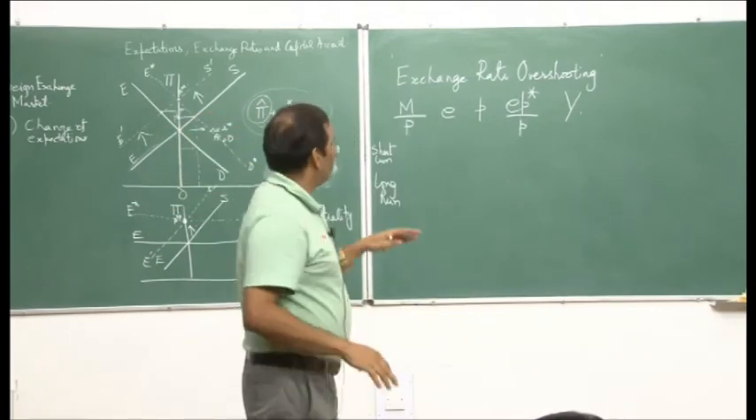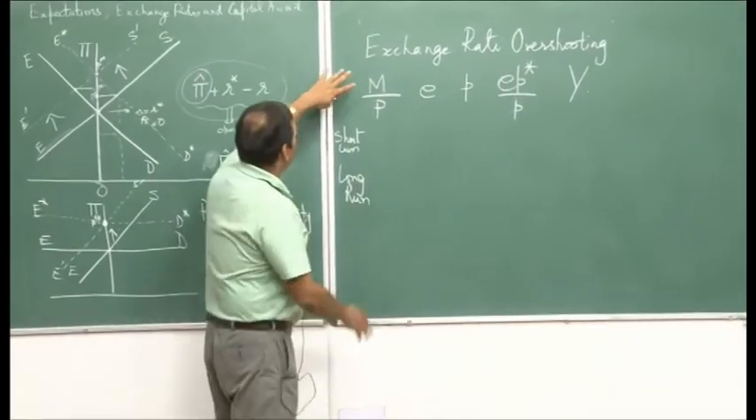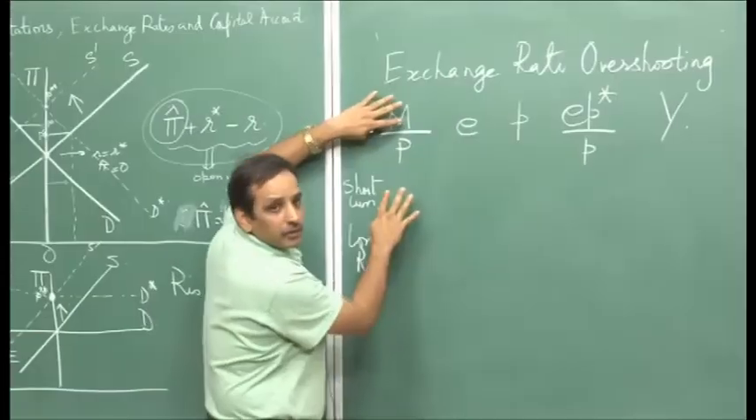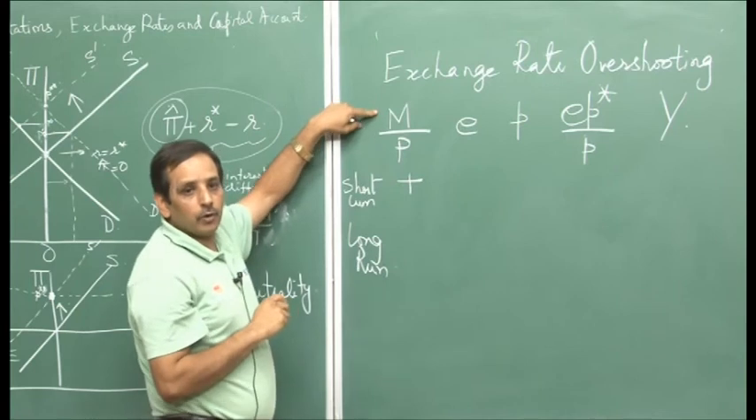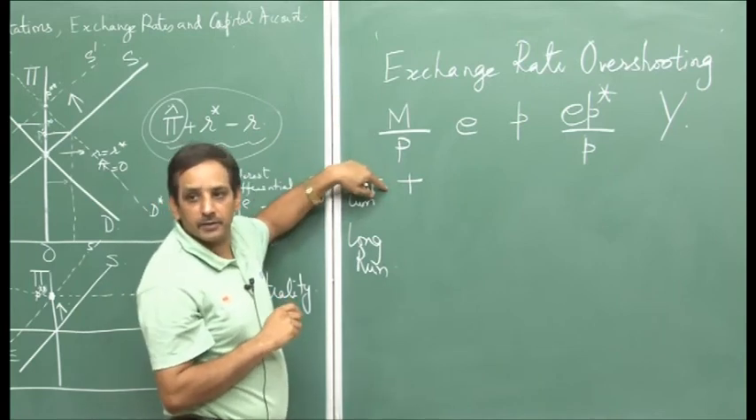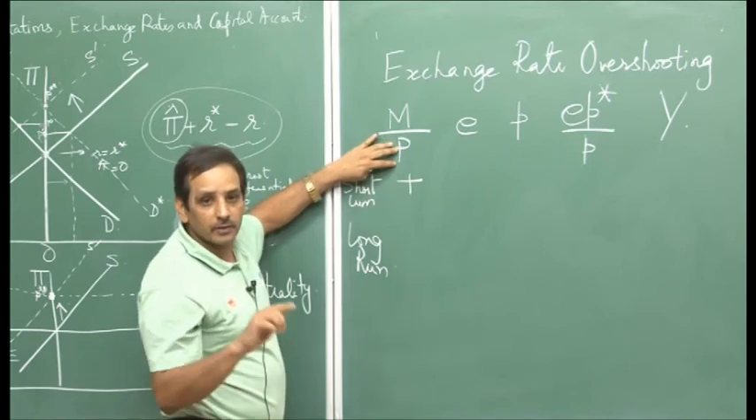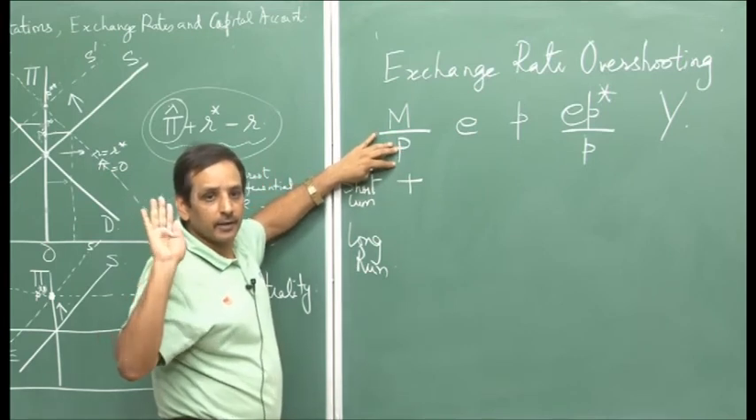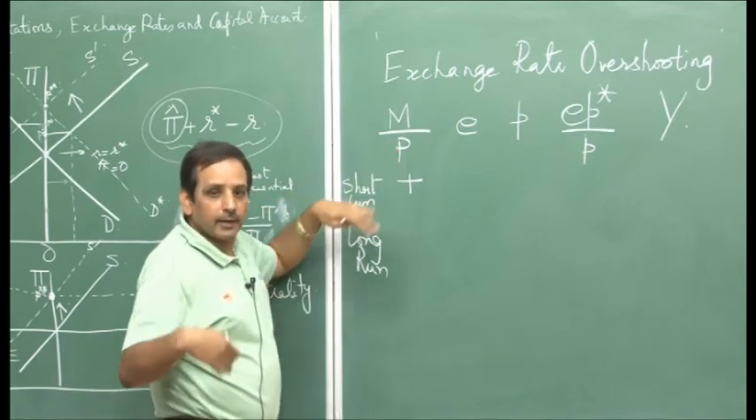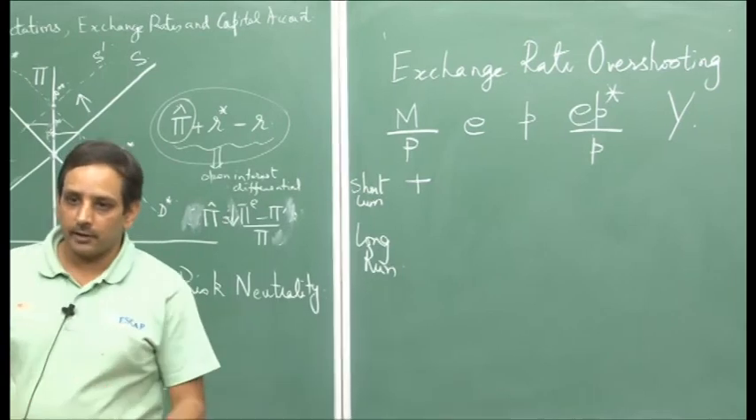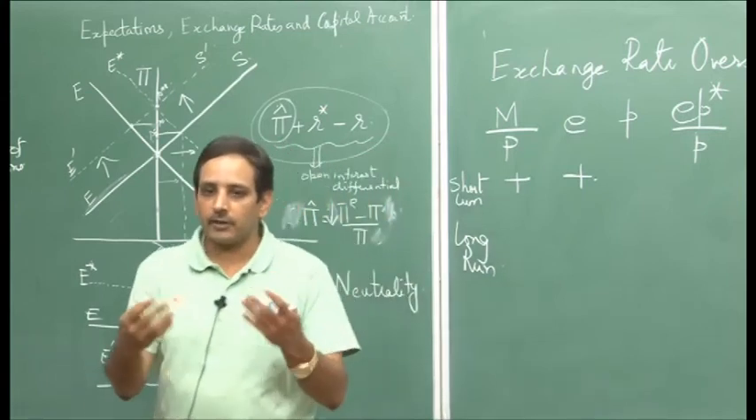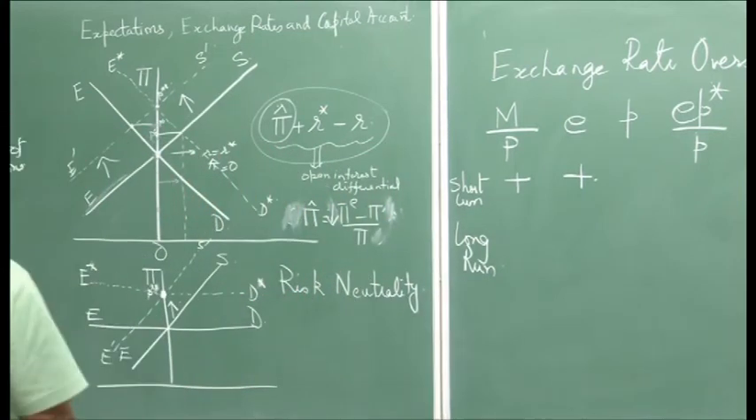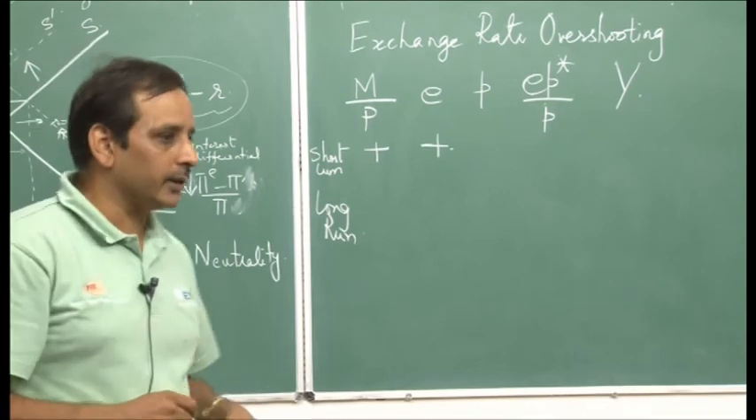So, the story of the exchange rate overshooting comes from what happens to these parameters in the short and the long run. If there is an increase in money supply, M by P increases, there is no impact on prices in the short run. This is the story that we had read 2 days back, that there is effectiveness of monetary policy in the case of flexible exchange rate. You see immediate depreciation of the currency because of the same argument, incomes go up, imports go up, you see depreciation of the currency.